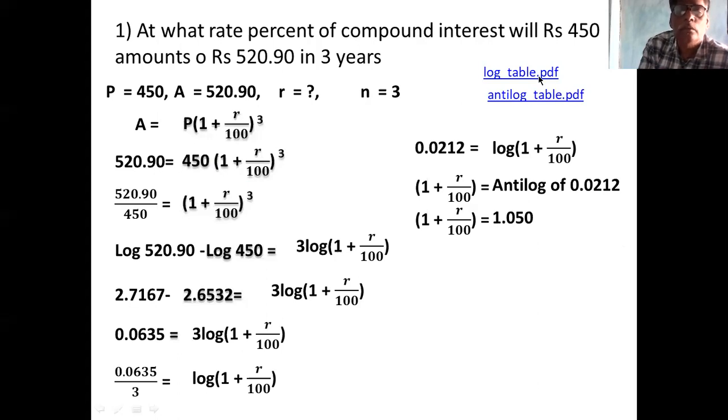Mahadev Gorade, please mute your audio. It is disturbing others. Mahadev Gorade.